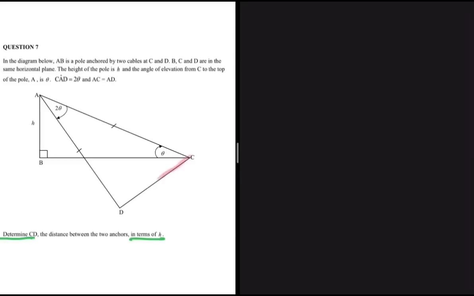So here's CD here, right? And then apart from CD, we have an angle 2 theta here, which I just highlighted, right? And then we are told that AC and AD are equal to each other, right? So this angle here should be equal to this angle. So let's just go ahead and calculate those angles.